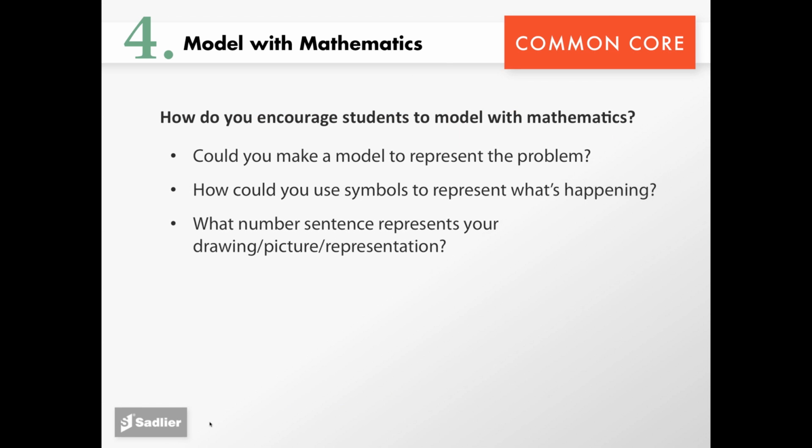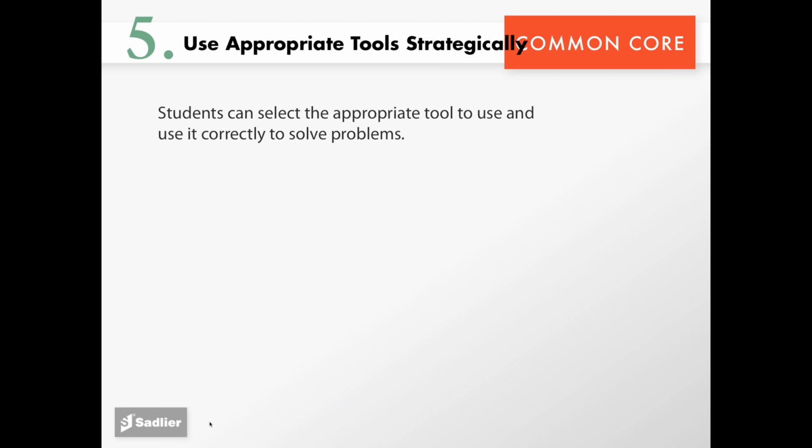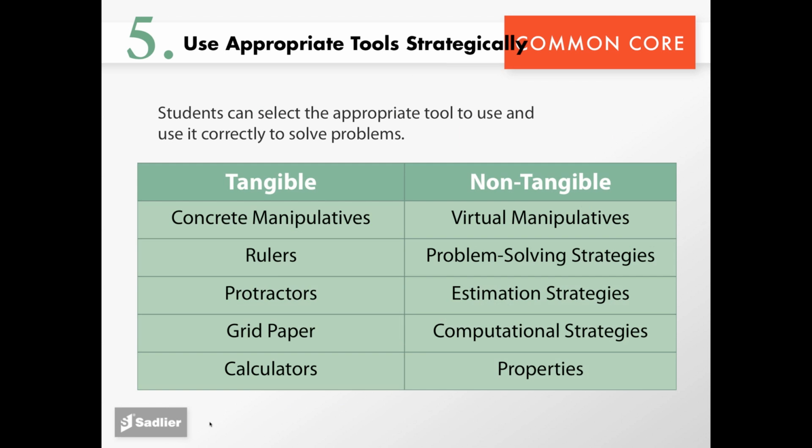So how do we encourage our students to model with mathematics? Let's ask them to make a model to represent the problem. Maybe they need to write a number sentence or use symbols to represent what's happening. And number 5 is use the appropriate tools strategically. Think about tools, not only tangible tools, but non-tangible tools.